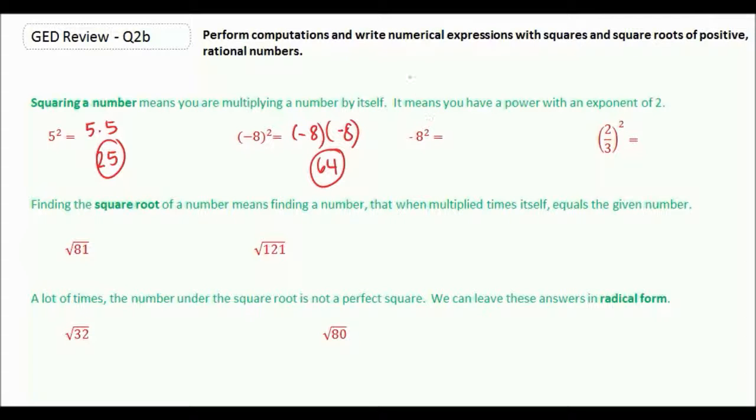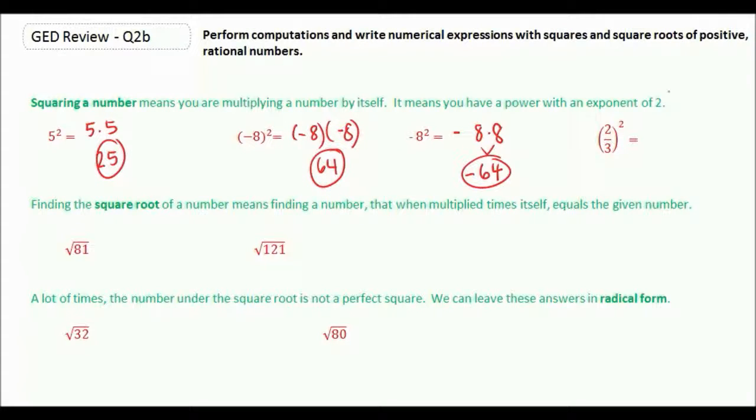This question looks like our last one, however, there's no parentheses. So what this means is we're doing 8 squared, but then in front of it we're going to stick a little negative sign. So this means negative 8 times 8, which would mean that this is 64 with a negative out front.